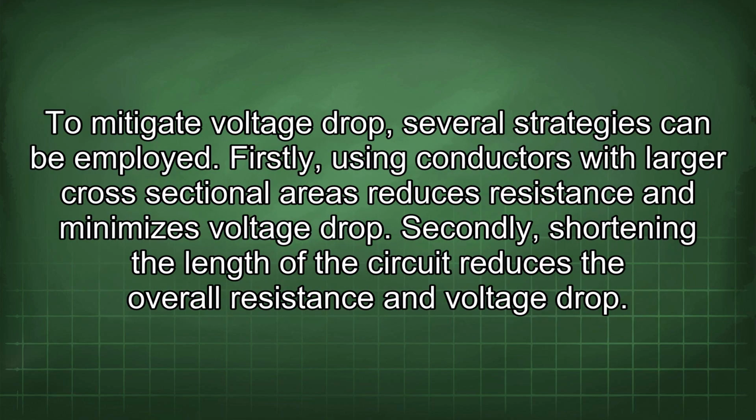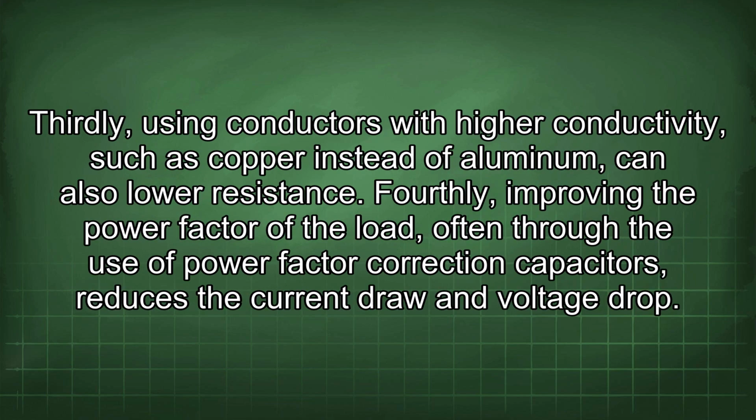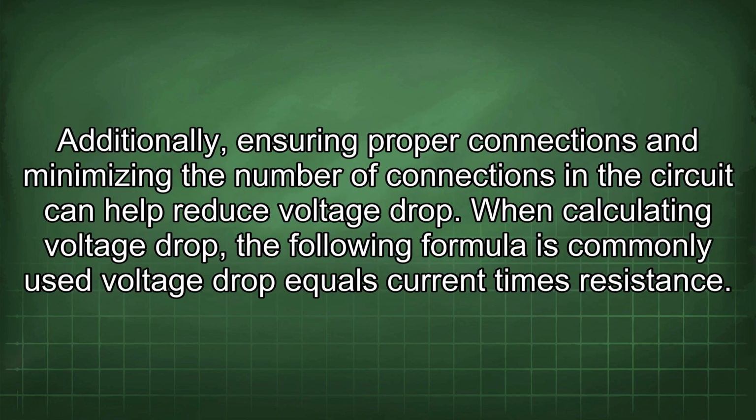To mitigate voltage drop, several strategies can be employed. Firstly, using conductors with larger cross-sectional areas reduces resistance and minimizes voltage drop. Secondly, shortening the length of the circuit reduces the overall resistance and voltage drop. Thirdly, using conductors with higher conductivity, such as copper instead of aluminum, can also lower resistance. Fourthly, improving the power factor of the load, often through the use of power factor correction capacitors, reduces the current draw and voltage drop. Additionally, ensuring proper connections and minimizing the number of connections in the circuit can help reduce voltage drop.